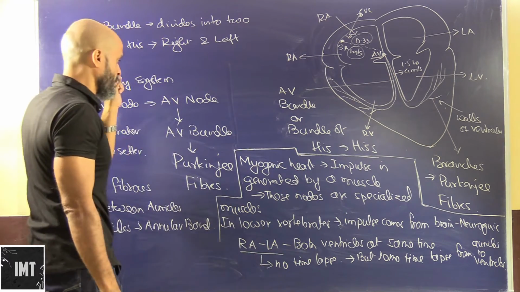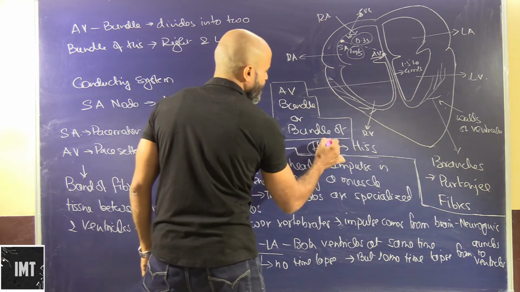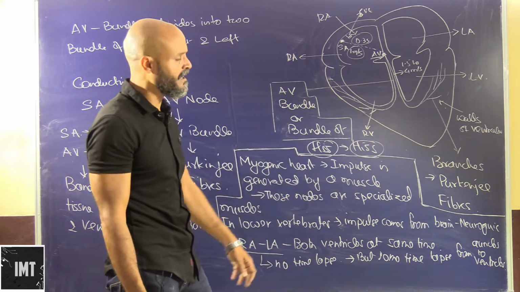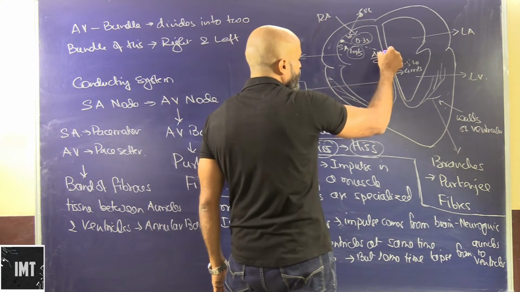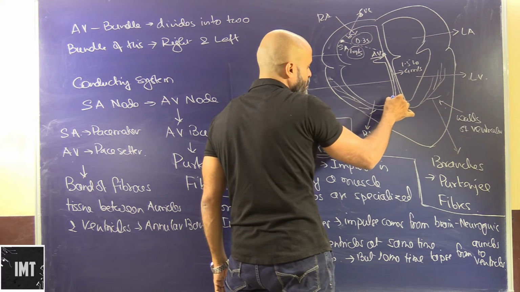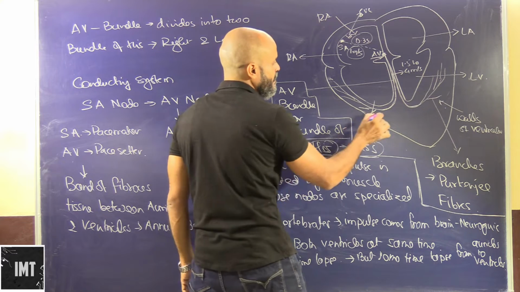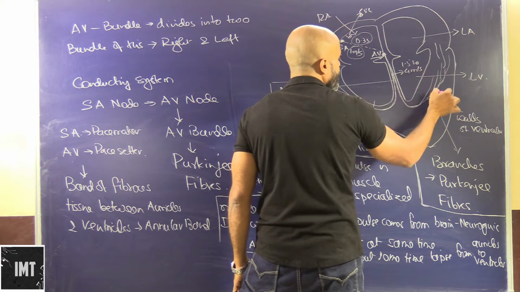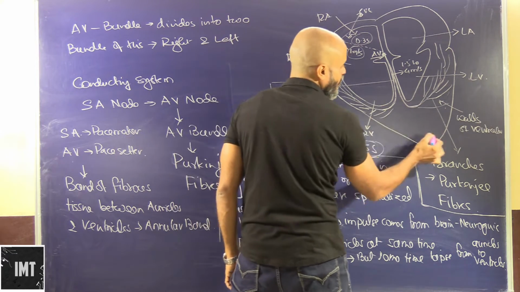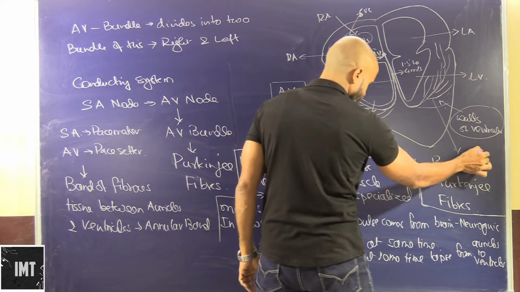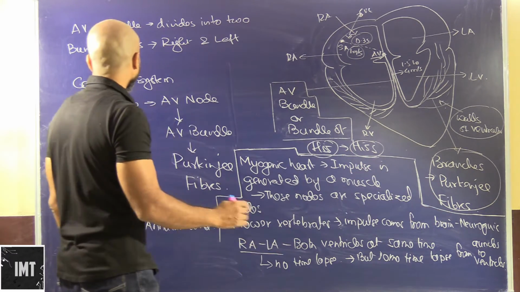The AV bundle is also known as the bundle of His, named after the scientist. In some places it is spelled with a single S, in some places with a double S. Now from the AV node, it branches out into two, and these are known as the bundle of His. These further branch out into a very fine network in the ventricular walls, and these are known as the Purkinje fibers.